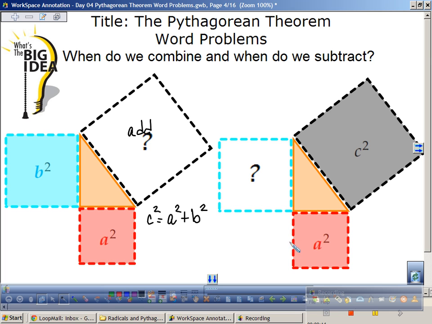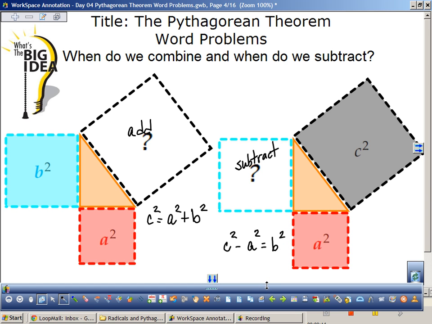Yes. What if I want to find this one? What would I do? Find the short side. Short leg. The short side means you subtract. So that would be c squared minus what? A squared equals what? B squared. Correct?